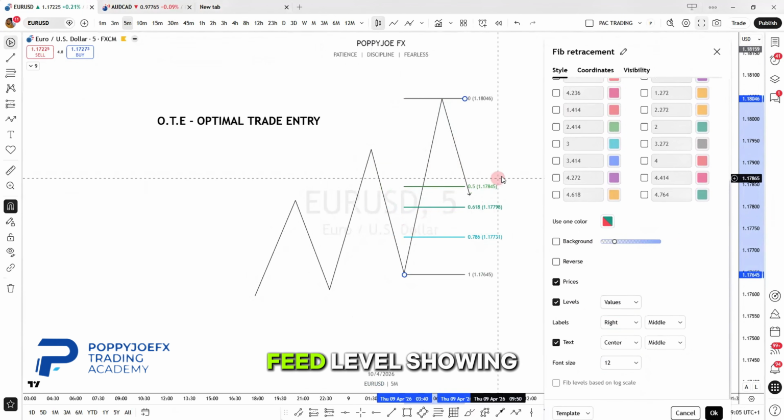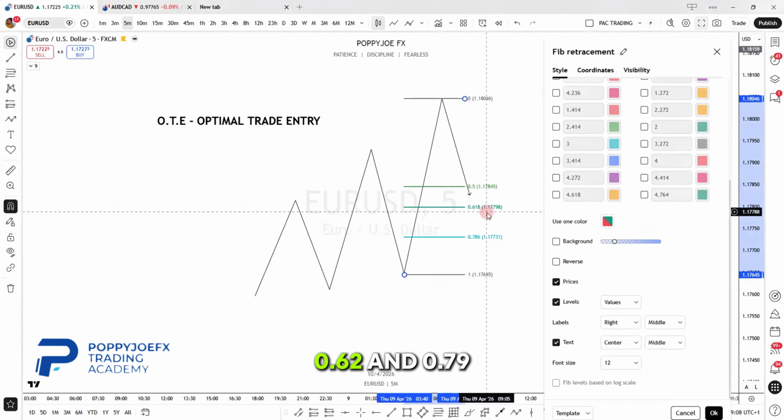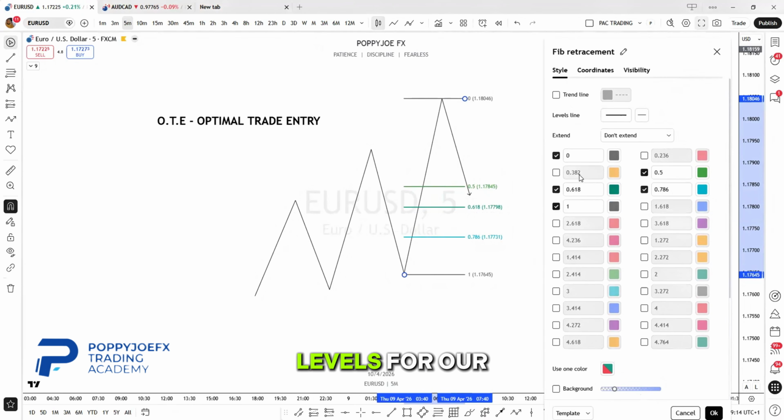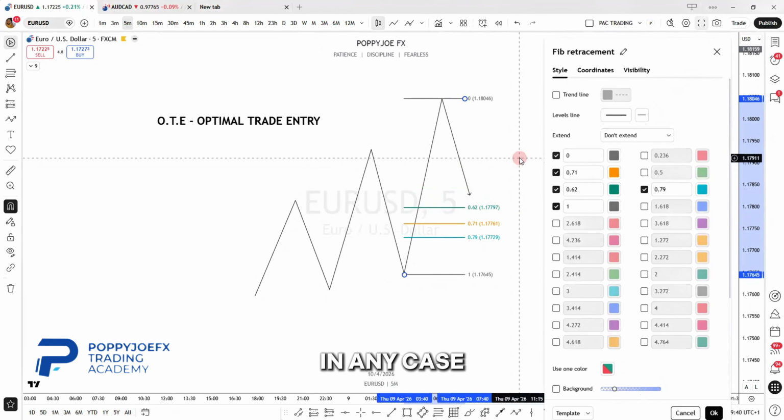Right now the Fib levels showing are 0.5, 0.62, and 0.79. We need three levels for our Fib retracement. We need 0.62, so 0.618 is summarized to 0.62. Then 0.786 becomes 0.79. And we need one other level, and that is 0.71. These are the levels I want you to add as your Fib retracement levels. Now let's take out 0.5. 0.5 is not needed in any way at all. We don't need 0.5 for entry.